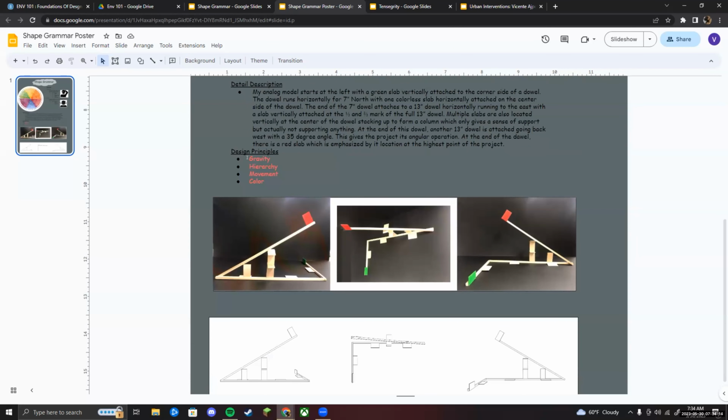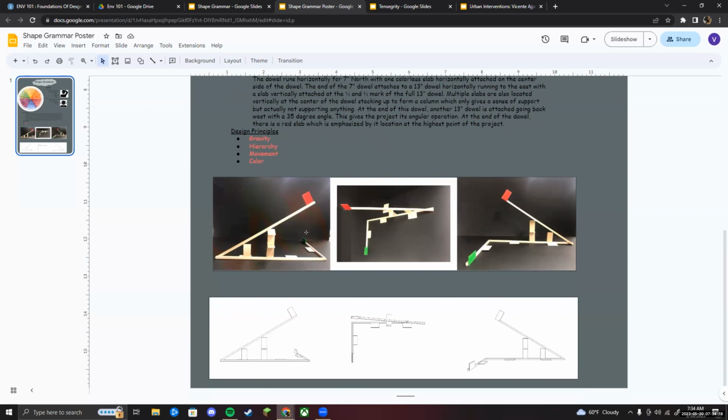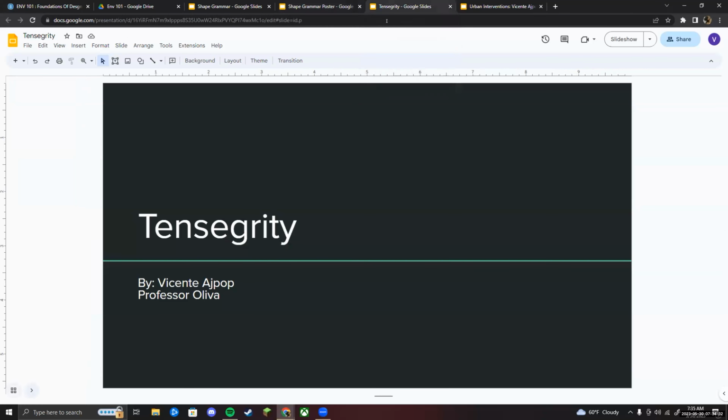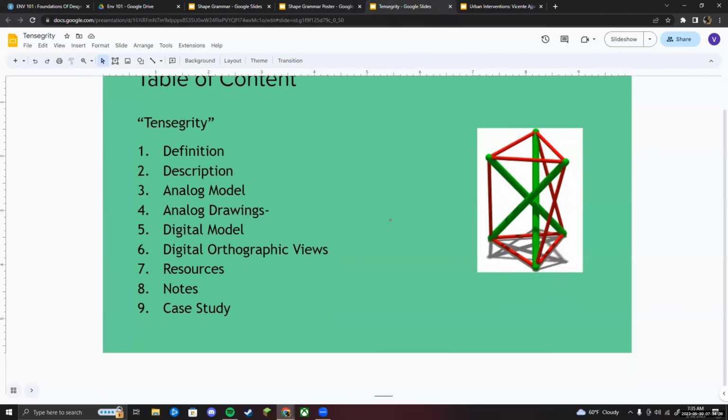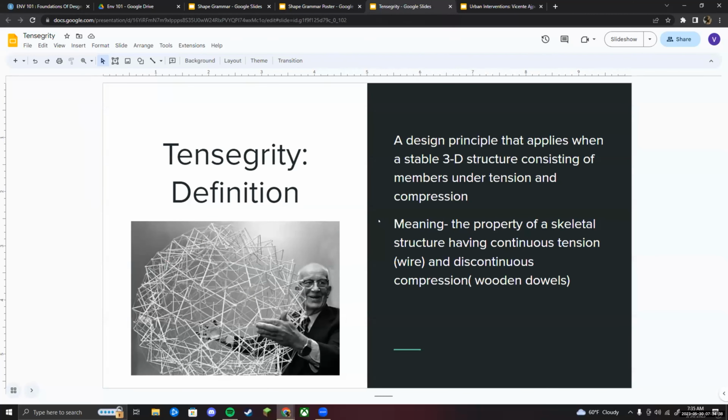Like I said, my design principle was gravity, hierarchy, movement, and color. This right here is another picture of my model. This right here was the physical one, and this is the digital one. So it's tensegrity, the table of contents. Tensegrity is basically a design principle that applies when a stable 3D structure consists of members under tension and compression.